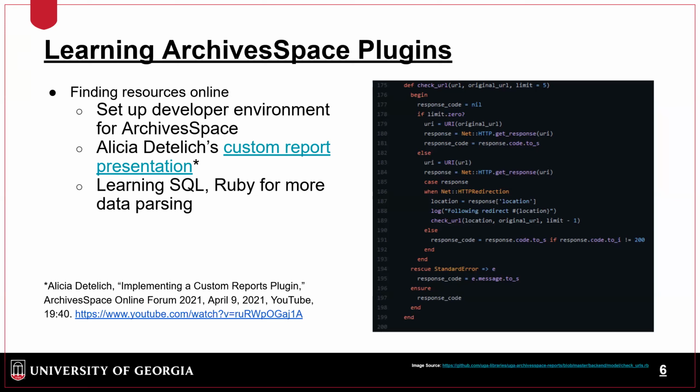So once I was able to figure out, okay, this is how SQL is structured, so I can get the textual information out of ArchivesSpace, then I needed to learn how to program in Ruby so that I could take that raw text, parse out any URLs that existed within those notes, those text fields, and then take those URLs and test them to see if they generated errors.